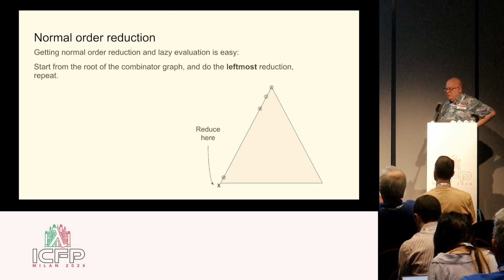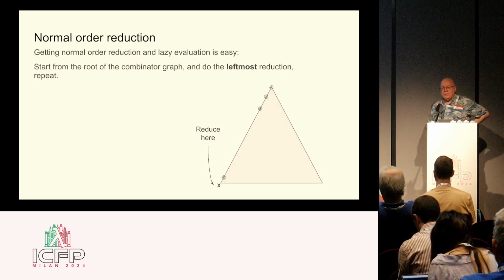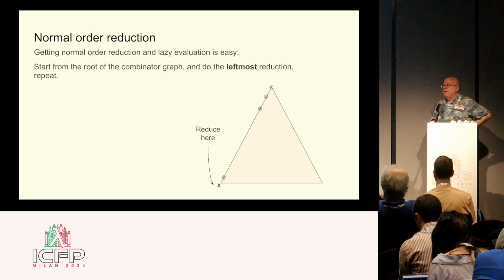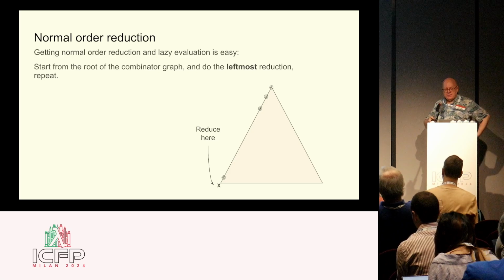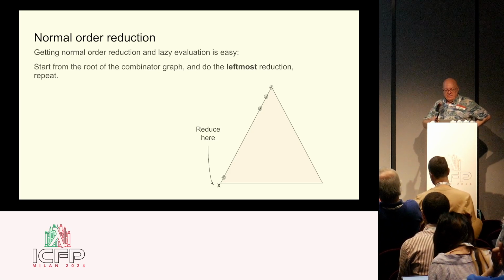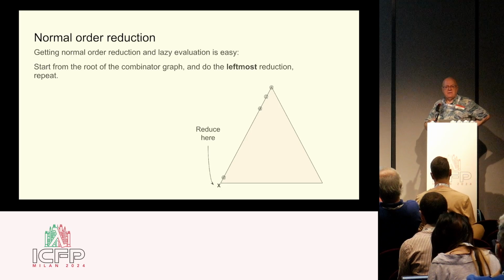And so how do you do reduction on this? Well, if this triangle is the whole graph, you start at the top, which is probably an application node. I mean, if it's not an application node, you're already done. And then you just follow the left pointers, the ones that point to the function. And you follow it until you find a combinator or a primitive function, and that's where you do the reduction.